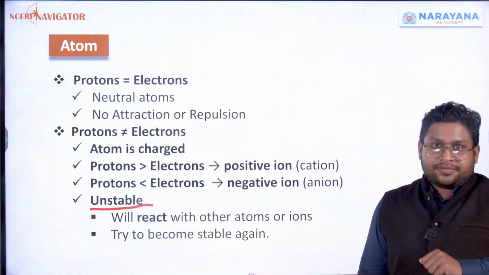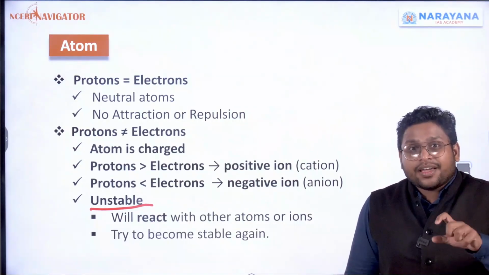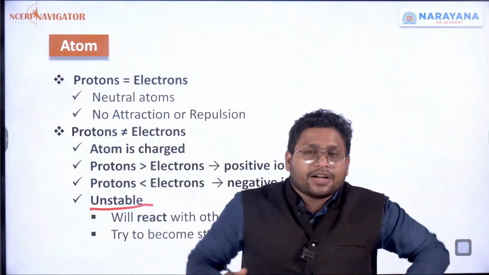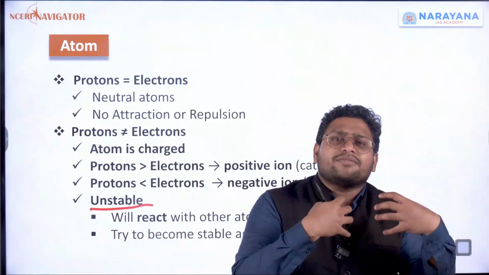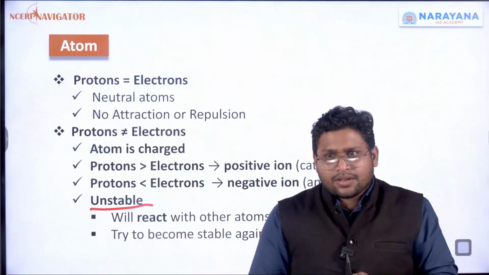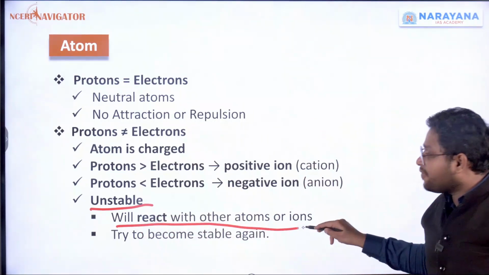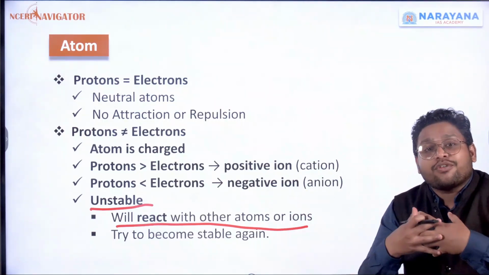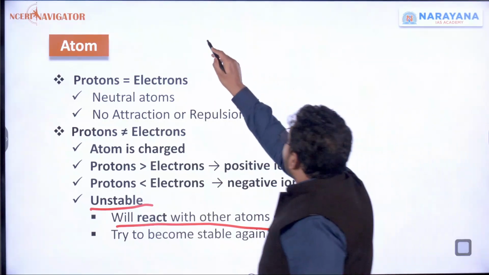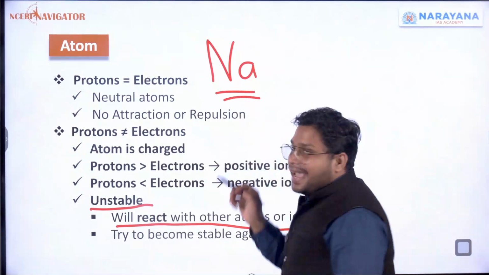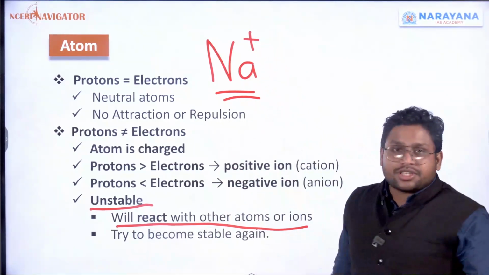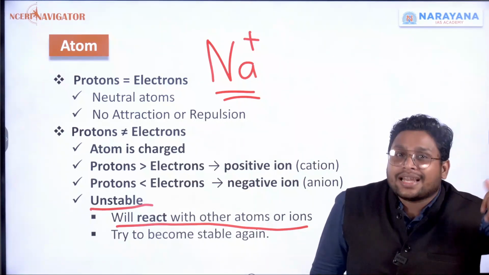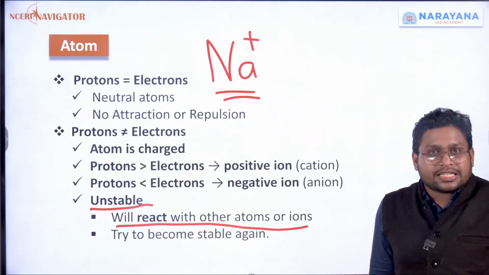Whenever any atom is unstable, it will not remain neutral. It will try to combine with some other atom. So it will try to react with other atoms or other ions, and they will form some kind of bond. Let's say we have sodium represented by Na, but it has a positive charge over here. That means it has lost some electrons. It has more protons and fewer electrons. That's why it has a positive charge.